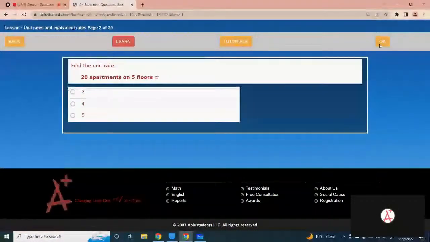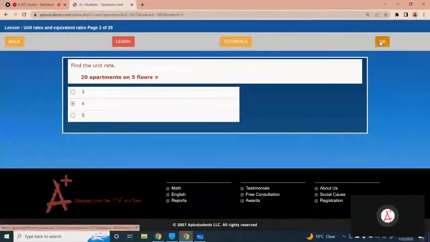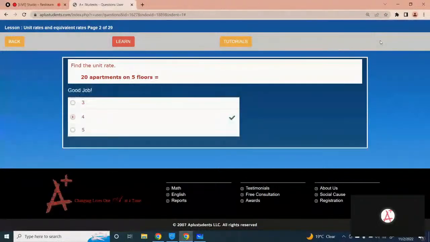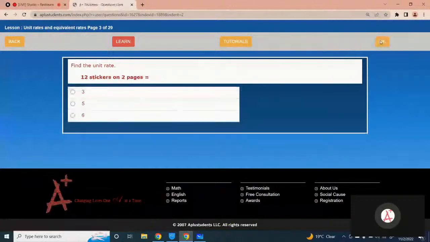Okay, the next one is 20 apartments on 5 floors. So how many apartments do you have on one floor? 5 times what number makes 20? If you know the answers, please use the live chat option and write the answers in the chat box. Your participation is highly appreciated. 5 times what number is 20? Yes, very good. 5 times 4 is 20. That means you have 4 apartments on one floor. Got it? Okay, very good, Nancy.